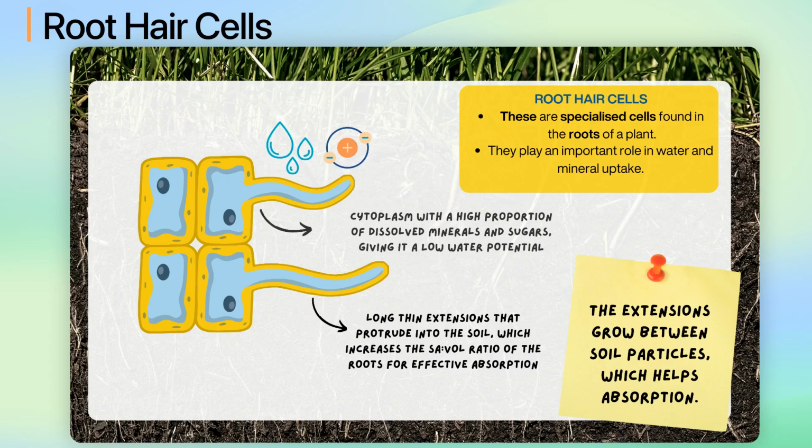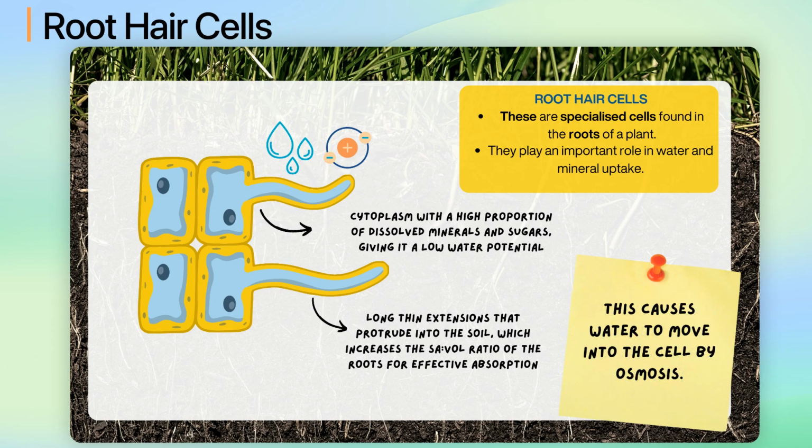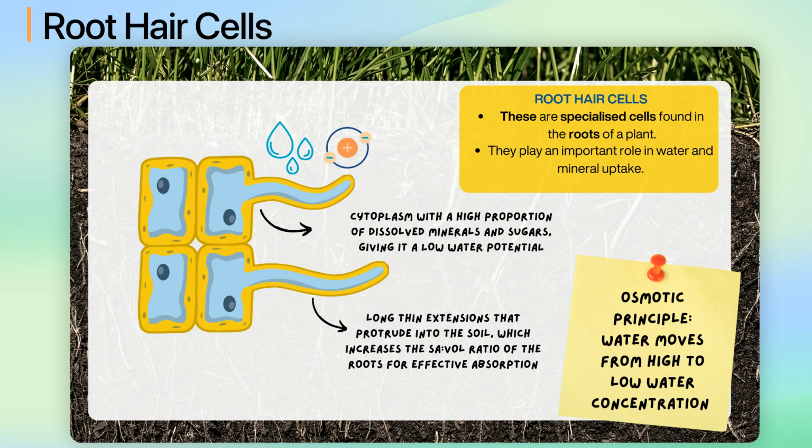The cytoplasm of root hair cells contains a high proportion of dissolved minerals and sugars. This gives the root hair cell a low water potential, which causes water to move into the cell by osmosis. This concept follows the osmotic principle that water moves from areas of high water concentration to areas of low water concentration.